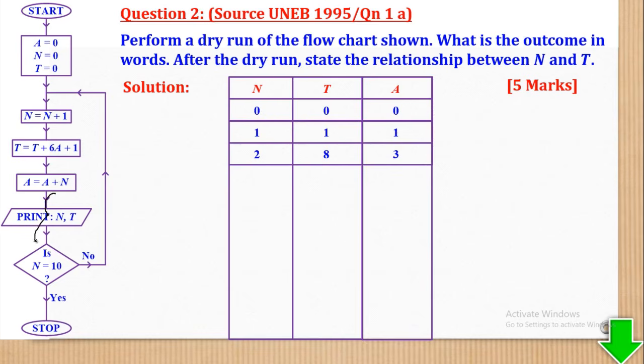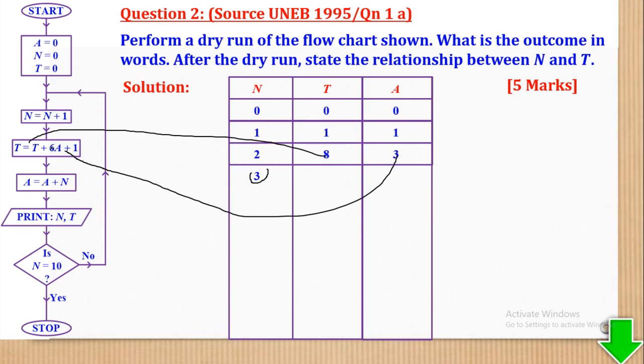Then you print and ask yourself, is N equal to 10? This one gives you no. So the no makes you increment capital N by 1. So increment by 1, it was originally 2, it gives you 3. Then from here, T plus 6A plus 1. So in this case, T is now 8. Then A is now 3. So 8 plus 6 times 3 plus 1, what does it give you? It will give you 27.